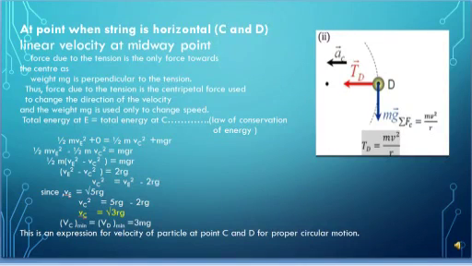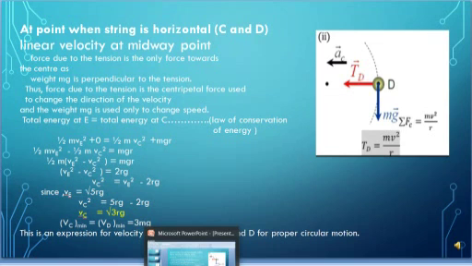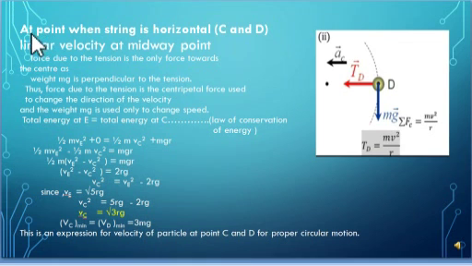Hello everyone. In the previous video we have already found the velocities at the uppermost and lowermost positions. Now in this video we will find out the velocities at two horizontal positions. Let us find the velocity at the point when the string is horizontal, that is C and D.